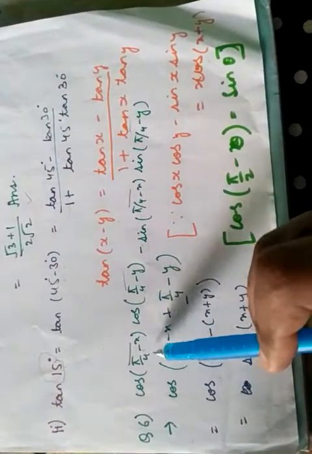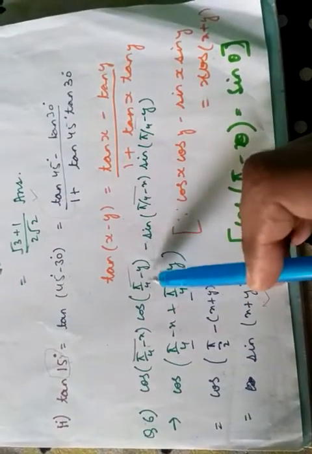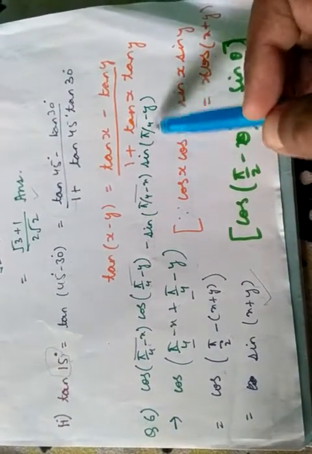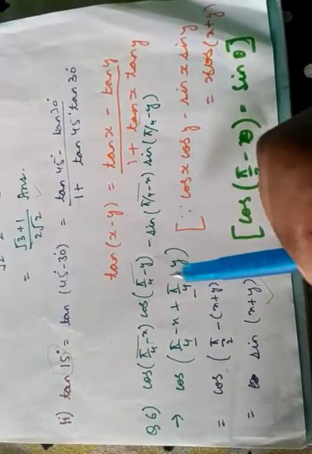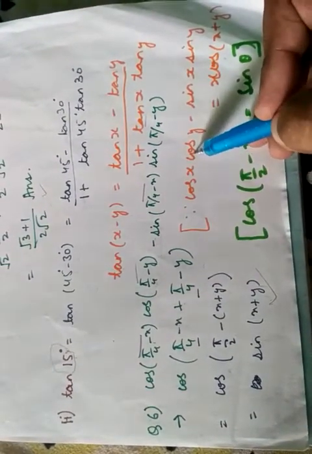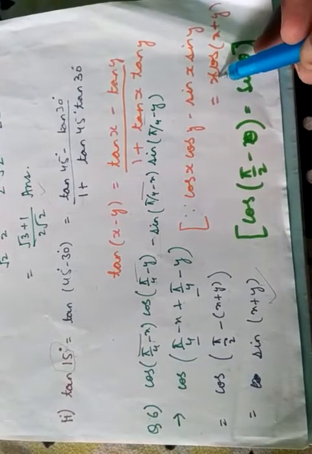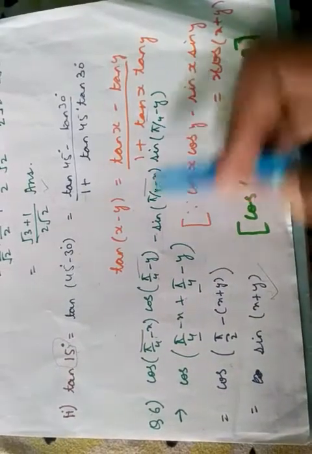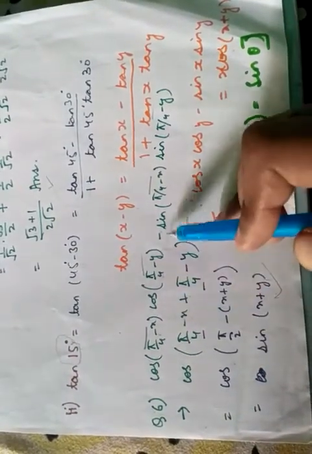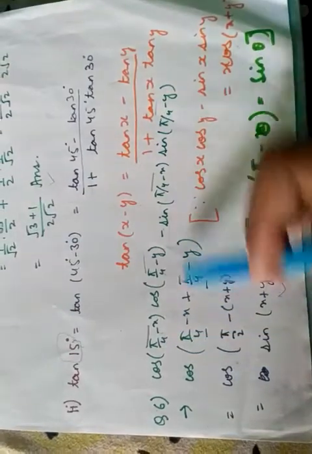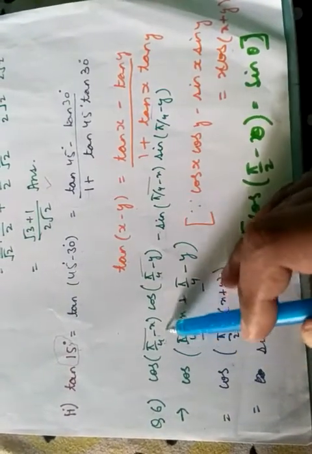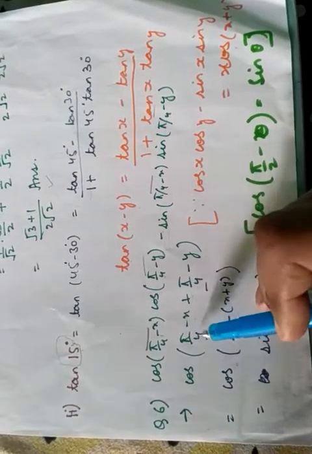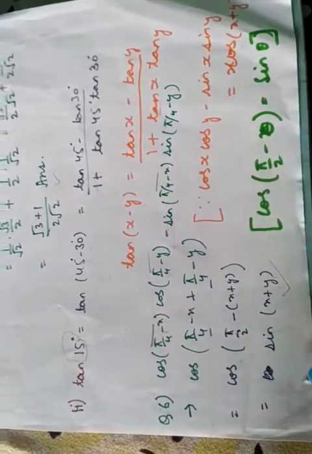So cos of pi by 4 minus x, cos of pi by 4 minus y, minus sin of pi by 4 minus x and sin of pi by 4 minus y. This is the question. Now you know the formula that cos x cos y minus sin x sin y equals cos bracket x plus y. So for this whole thing we can write cos of x plus y. This quantity is x and this quantity is y. So cos of x plus y, that is pi by 4 minus x plus pi by 4 minus y.